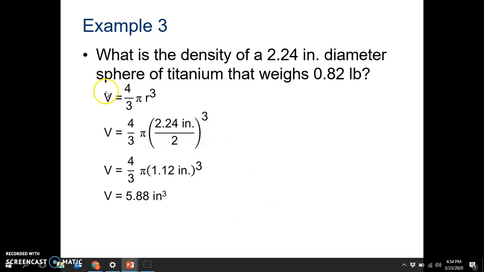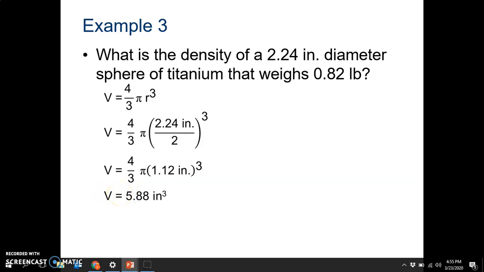And we know, or could easily look up, that the volume of a sphere is 4/3 multiplied by pi r cubed, where r is the radius. However, this example gave you the diameter, not the radius, but you should know that the radius is half of the diameter. So I'll do 2.24 divided by 2, and that'll give me 1.12. So 4/3 times pi, or 3.14, multiplied by 1.12 to the third power, and here is my volume.